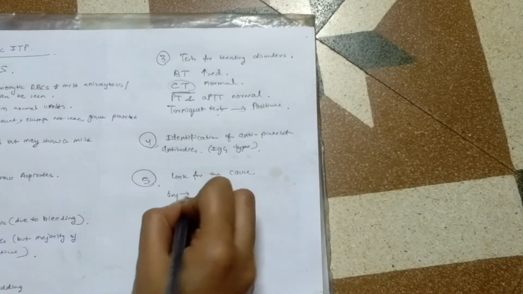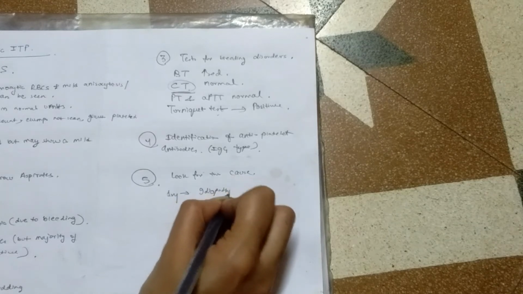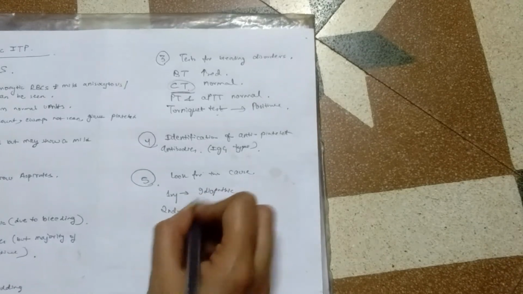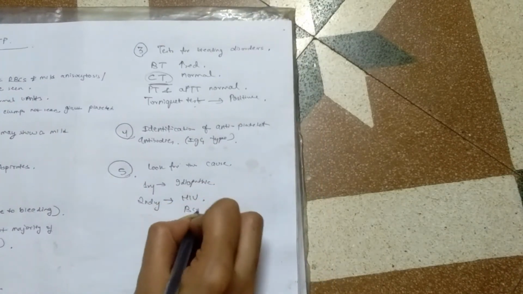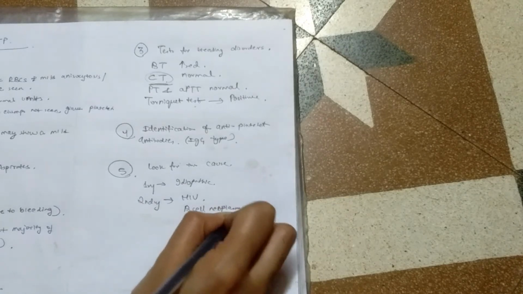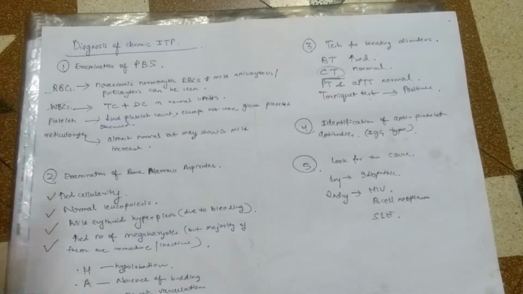Like if it is primary, then this is idiopathic, cause is unknown. But if it is secondary, then as I said, this can be due to HIV infection, B-cell neoplasm, or SLE, systemic lupus erythematosus. So this is about the diagnosis of chronic ITP.